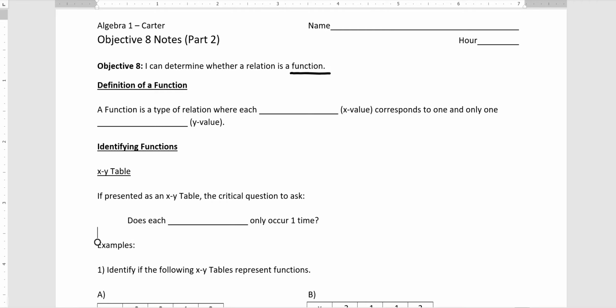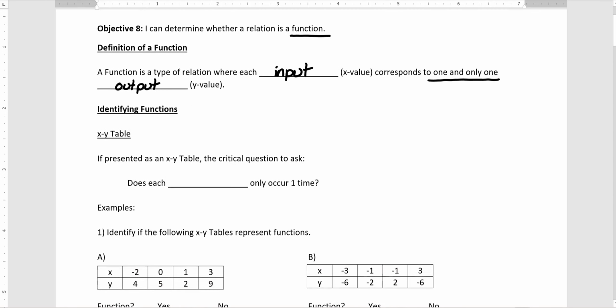First, let's start by defining a function. A function is a type of relation where each input, each x value, has one and only one output. So if I put in one value for x, I can only get one value for y. Today we're going to walk through each of the different models that we talked about yesterday, ask the critical question, what we need to know, and then practice it. We're going to start with an XY table.